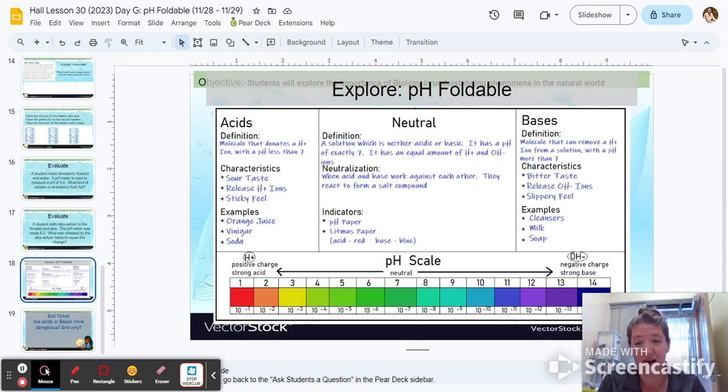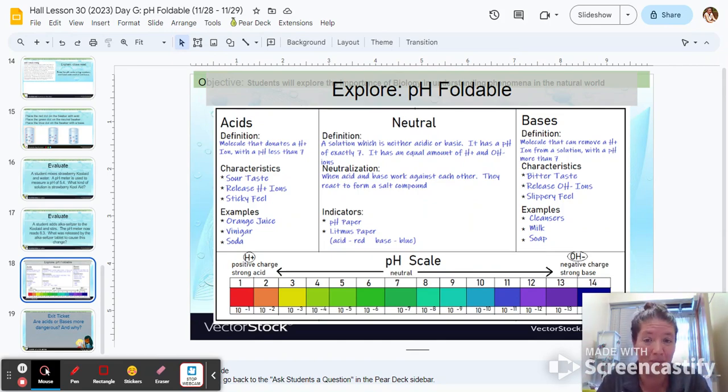Now we have two kinds of indicators. pH paper is the one that you're pretty much going to see 99% of the time. Litmus paper, however, is the old-fashioned version of pH paper, and litmus paper uses natural indicators. If you have ever had red onions that look kind of purple, red cabbage does this. Some of the violet flavored teas, they all react to pH.